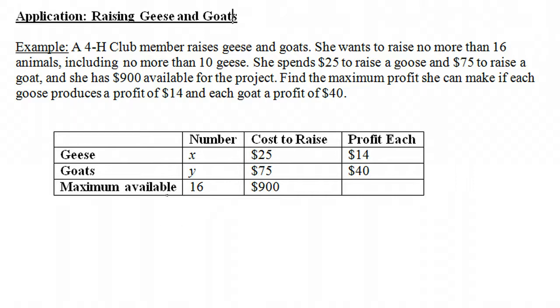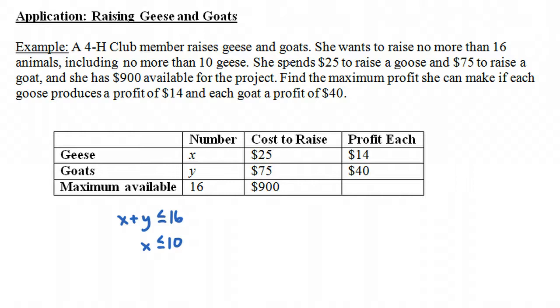Now, a couple things that were given. She wants to raise no more than 16 animals. So what that means is we want x plus y to be less than or equal to 16. Including no more than 10 geese. So geese, remember, is x, so we want x to be less than or equal to 10.